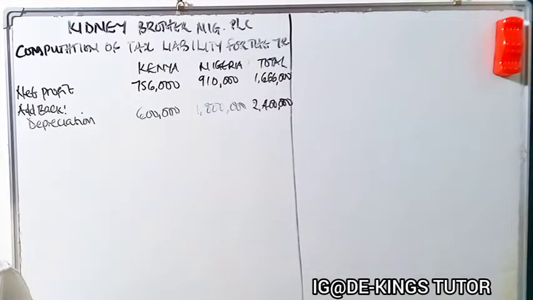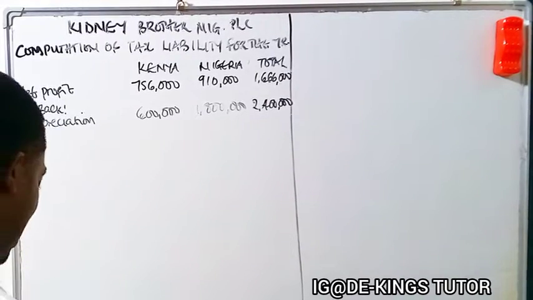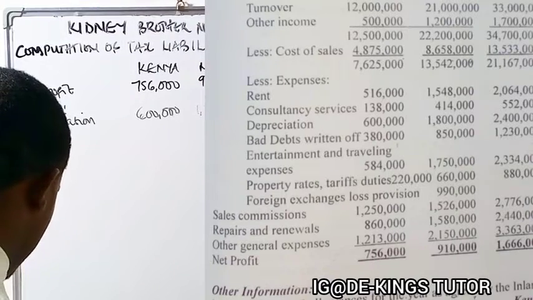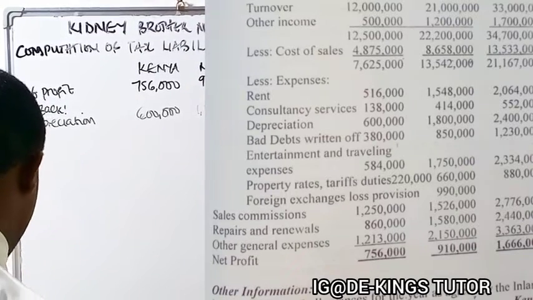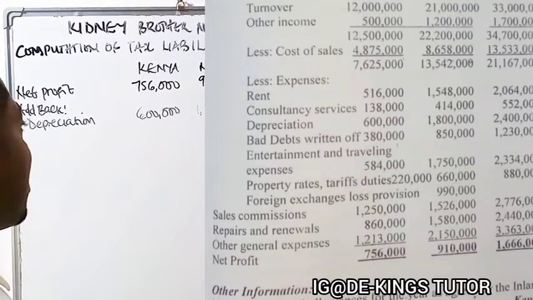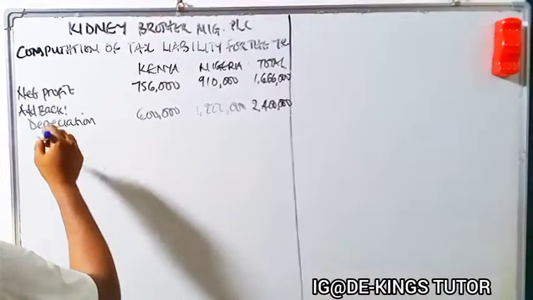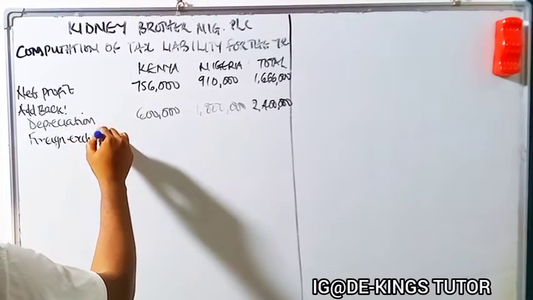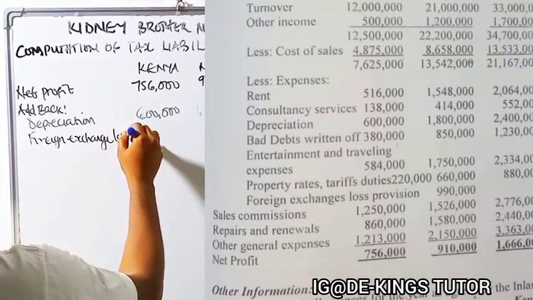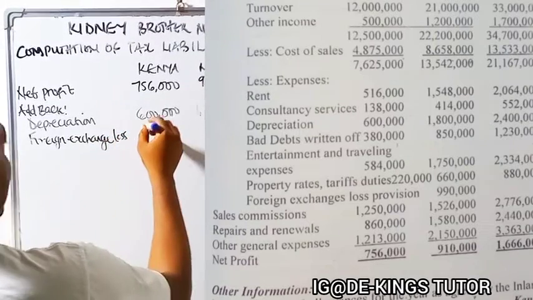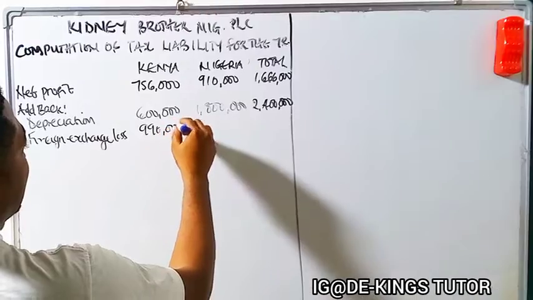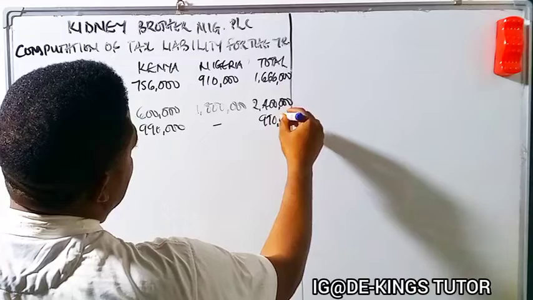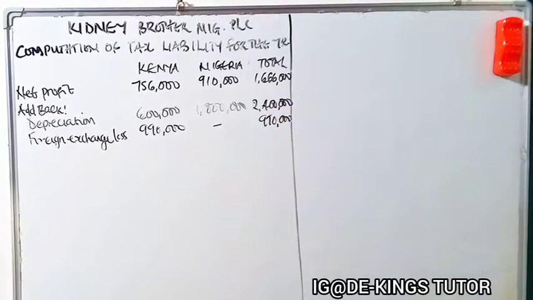Now if we check also the expenses that were deducted in the question, one of the expenses to add back was the foreign exchange loss provision. So we're going to add foreign exchange loss. Okay, for Kenya it is 990,000, and there is none for Nigeria. So the total will give you 990,000.